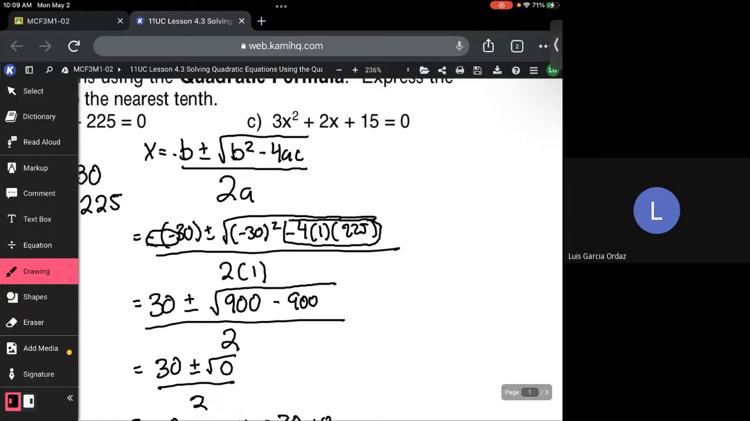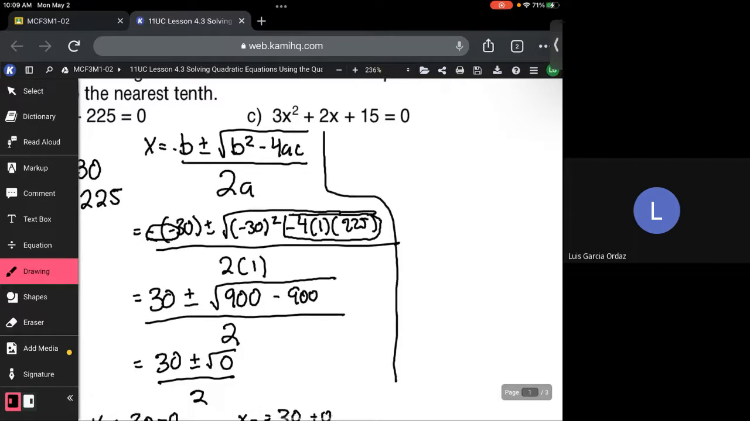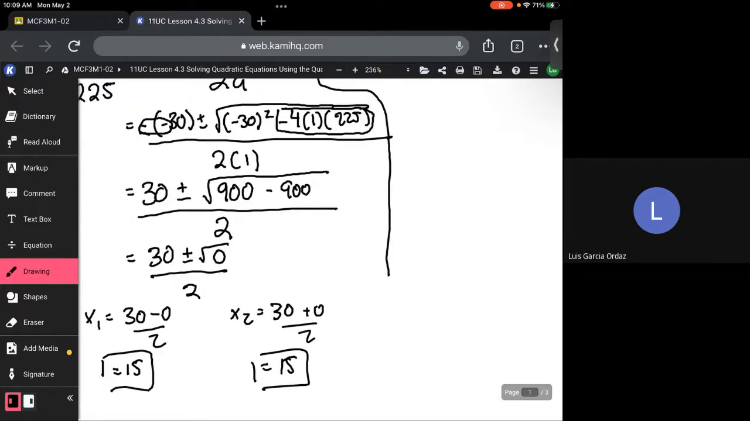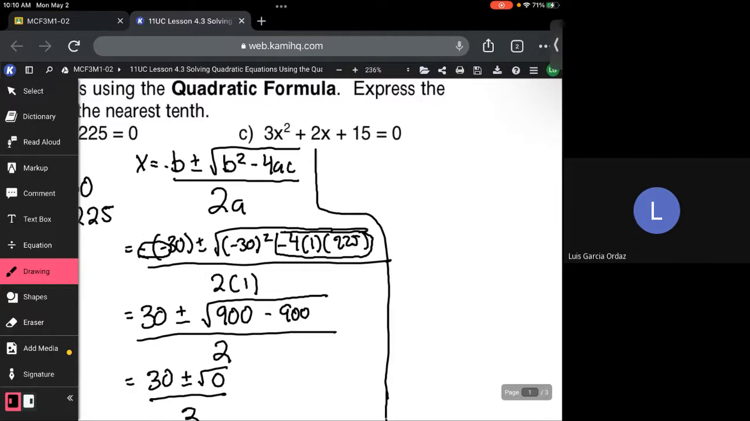So for those of you who started doing C, what did you notice about the square root? So when that square root part is negative, you have no x-intercepts at all. So A is equal to 3, B is equal to 2, and C is equal to 15.